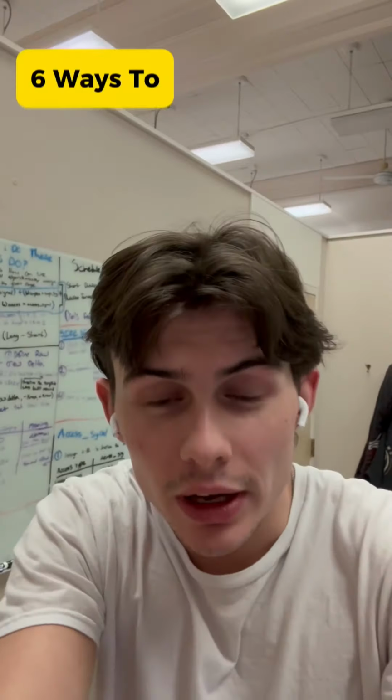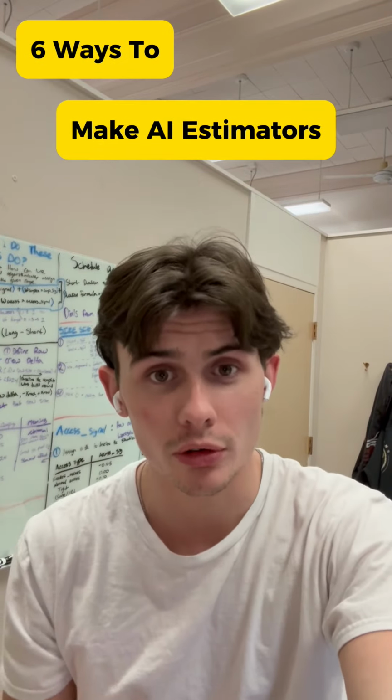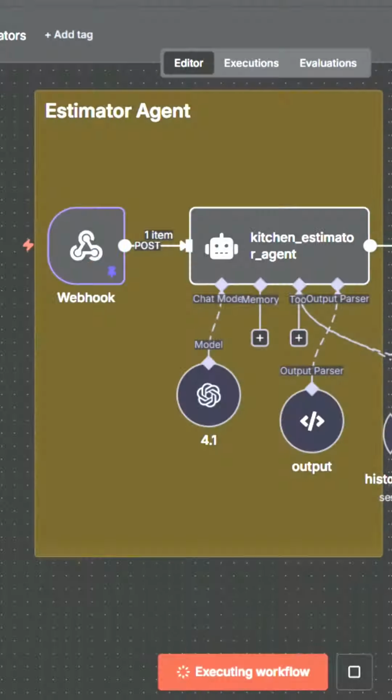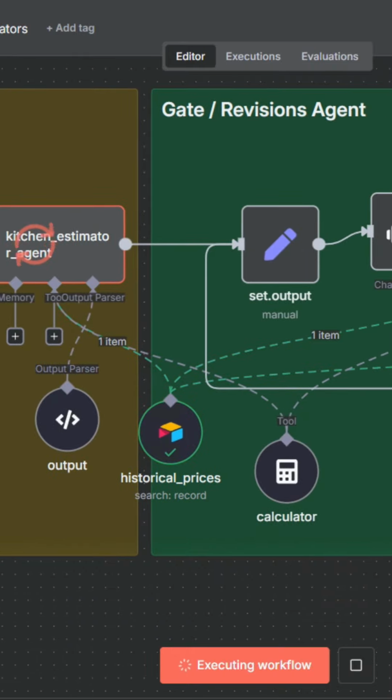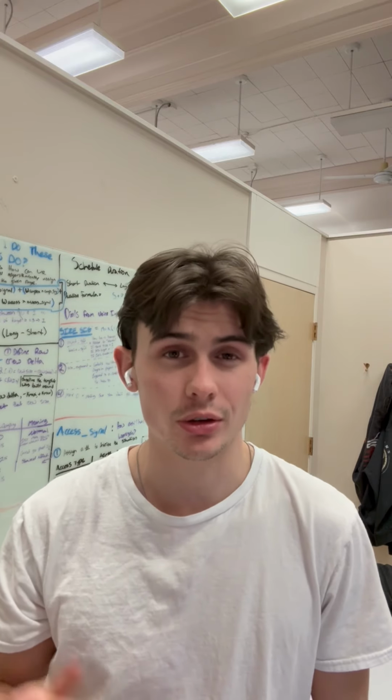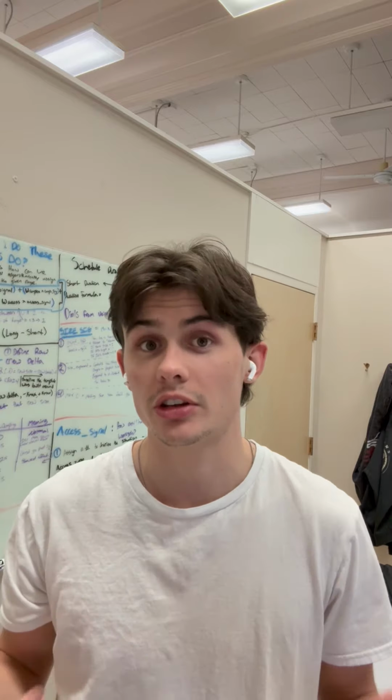Here are 6 ways that I make my AI estimators more reliable so that they don't just spit out random numbers and hallucinate. AI estimators or quoters instantly calculate project costs or material costs for your business. They save hours of admin time and also make your business look next level to your customers. So let's get into it.